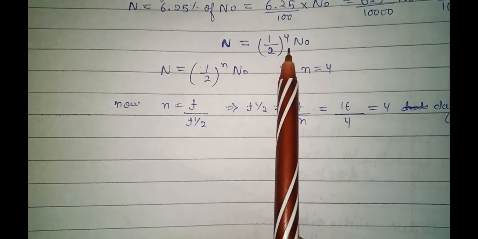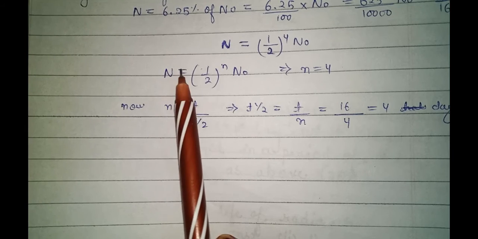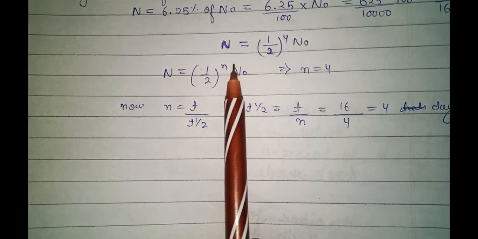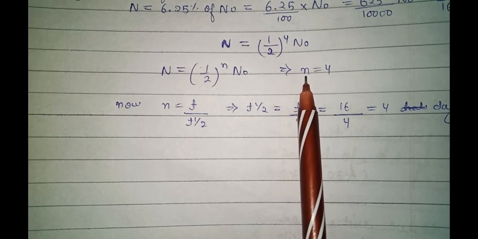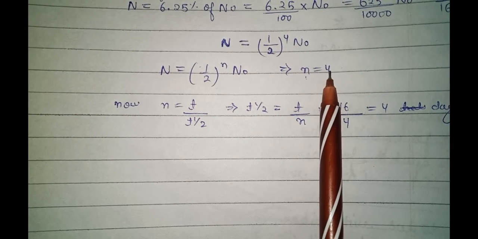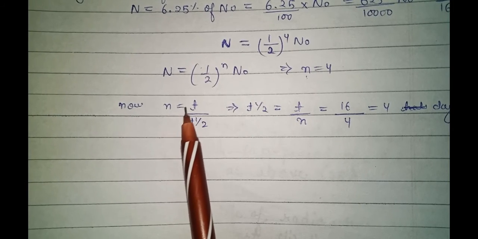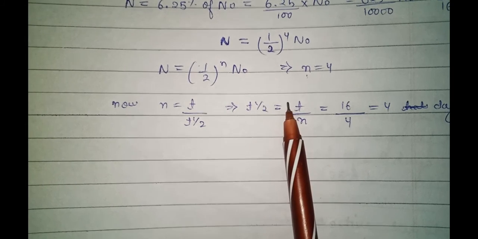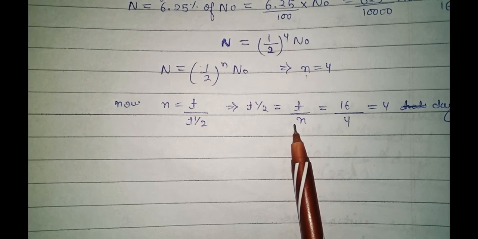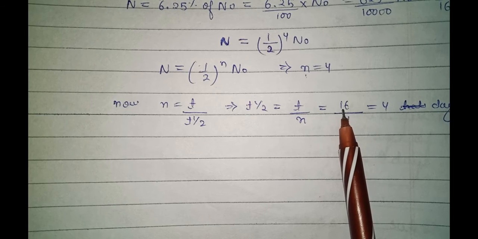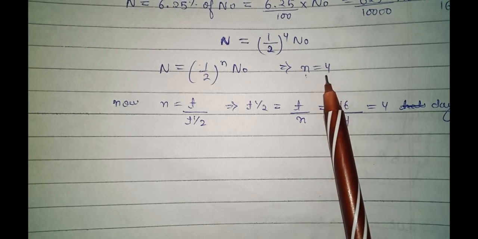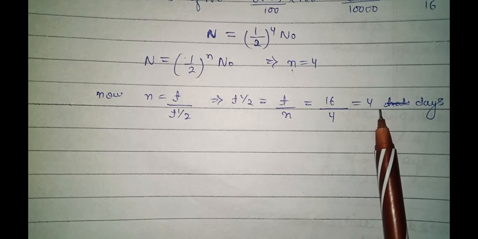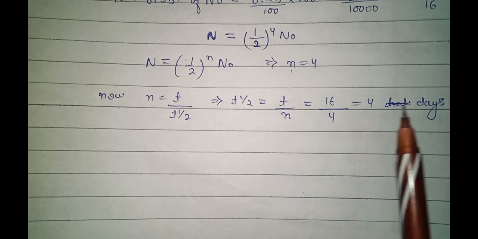On comparing this quantity with the standard equation, that is undecayed nuclei is equal to half raised to the power small n into N naught, we get the value of this small n, that is the number of half-lives, as 4. Now we know the relation n is equal to total time upon T half, from where we can say that T half is equal to total time upon number of half-lives, and the total time was given as 16 days and the number of half-lives is 4. On solving this, we get T half as 4 days. So the half-life period of this element is 4 days.